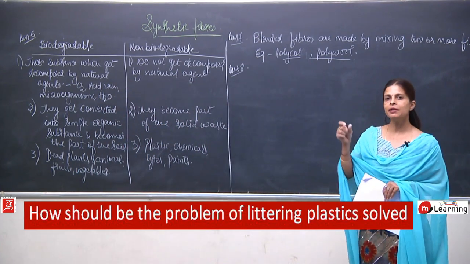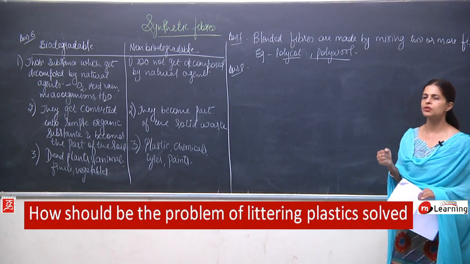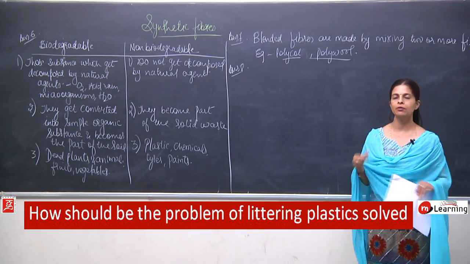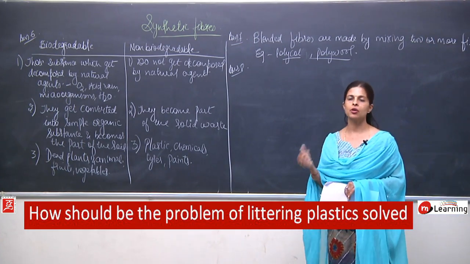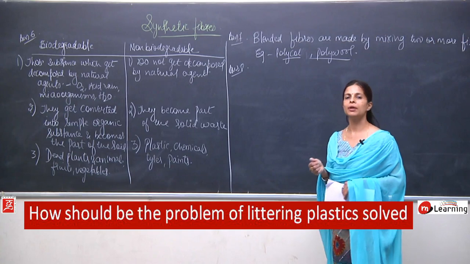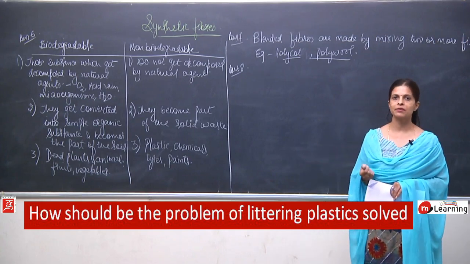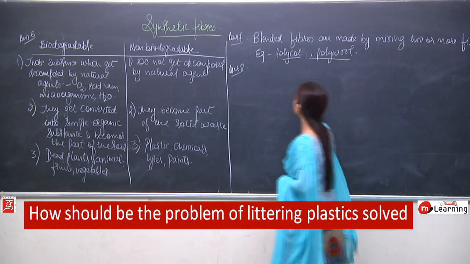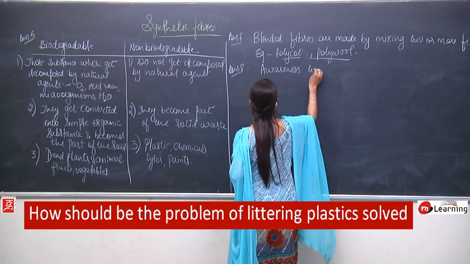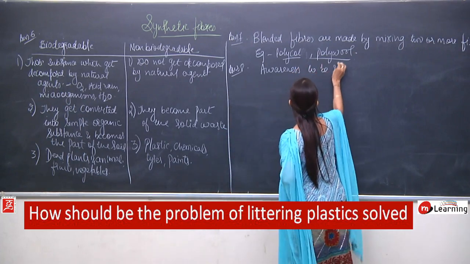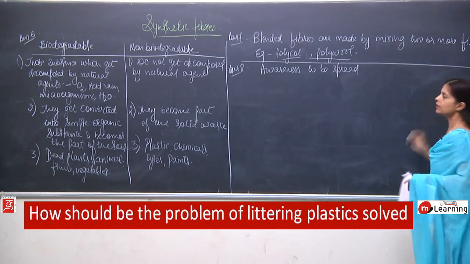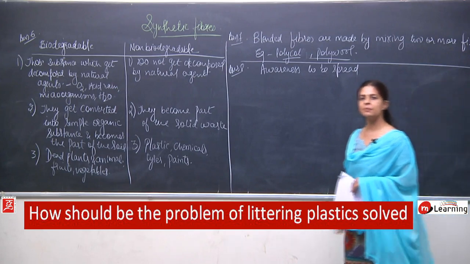So much enthusiasm should be there in us, including me, that we should stop doing this, and if anyone else is doing it, we should stop them too. Another way is the use of biodegradable plastic, which we have also discussed, isn't it? But first of all, awareness has to be spread. Awareness to be spread that by littering, these are the things which happen, and these are very dangerous and disastrous. So we need to spread awareness.